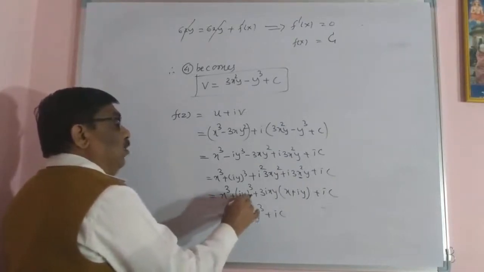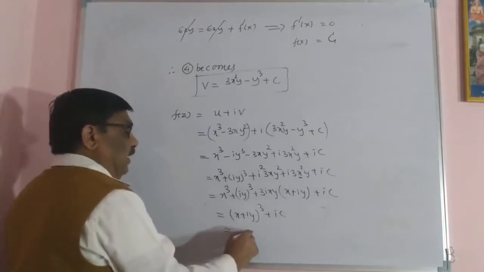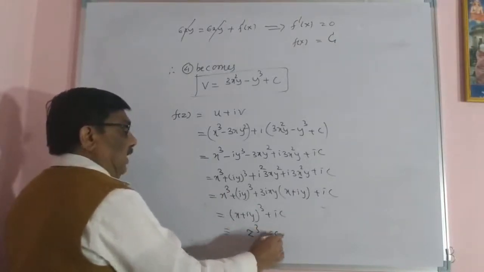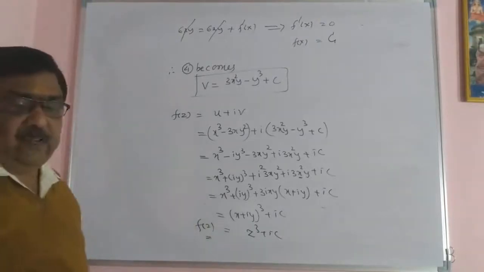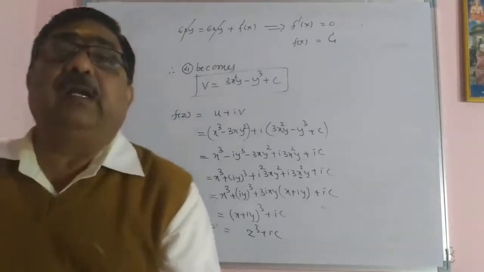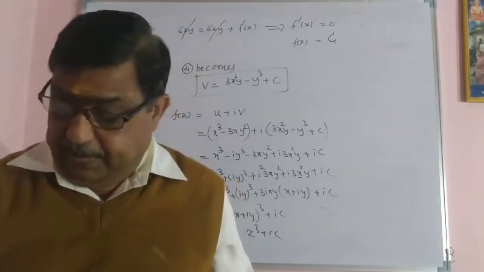a³ plus b³ plus 3ab times (a plus b). Then x plus iy is z, so z³ plus ic. This is the function f(z). Yes, this is how we find the analytic function. Okay, so let me take one more example just for understanding.